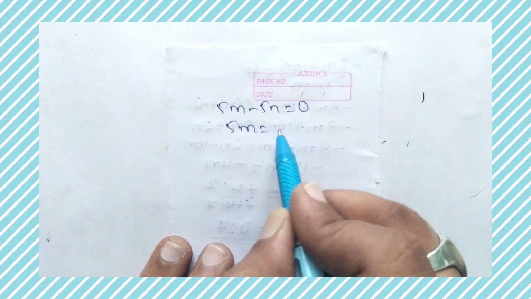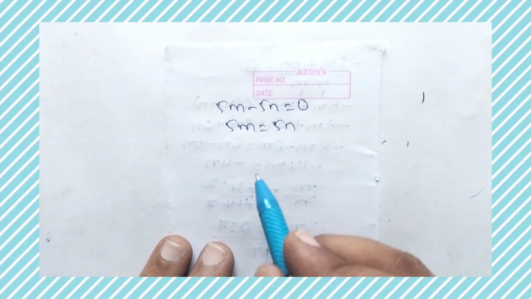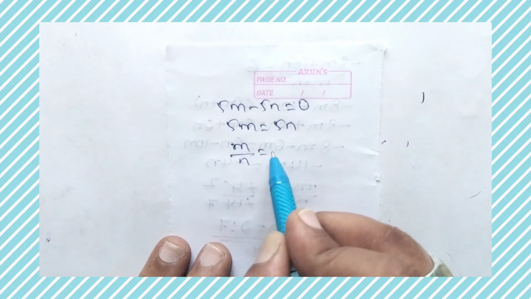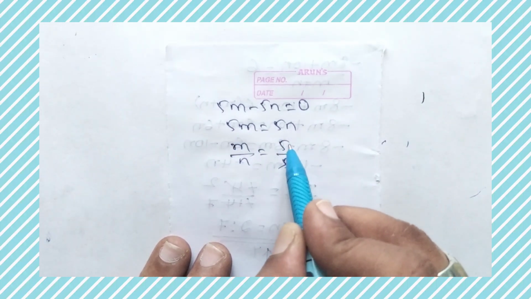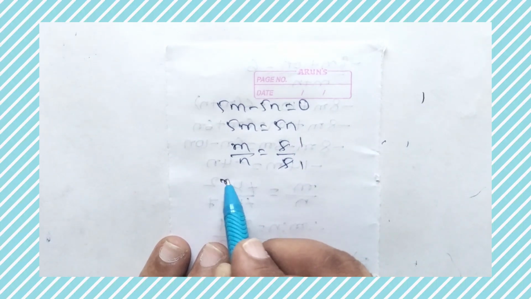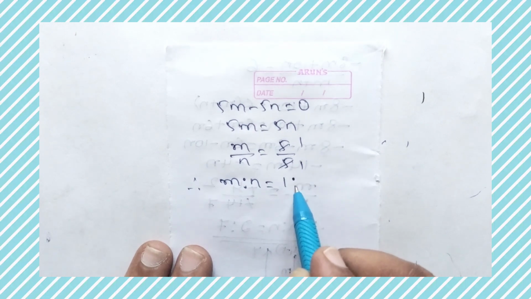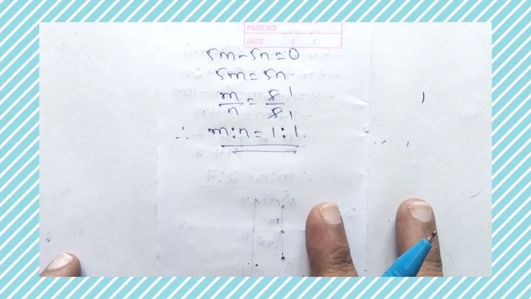5m is equal to -5n; shifting it, it will become plus 5n. Next, m by n is equal to 5 by 5, 5 ones are 5, 5 ones are 5. So m is to n. Therefore m is to n is equal to 1 is to 1. So in what ratio is the line segment AB divided by the x-axis? Therefore the line segment AB is divided by the x-axis in the ratio 1 is to 1. Okay, with that the ratio is found.